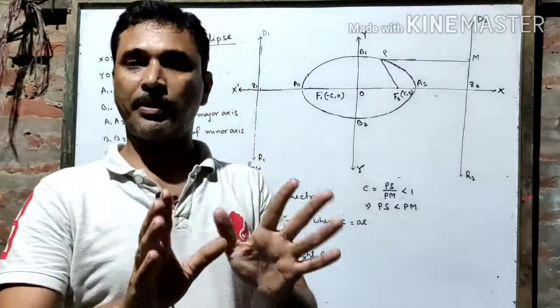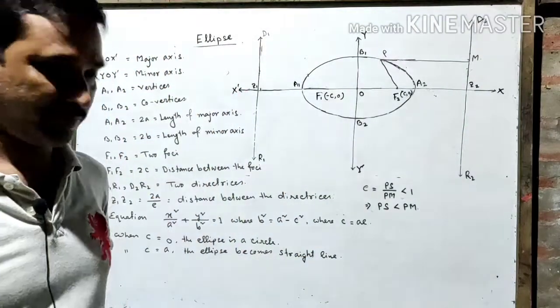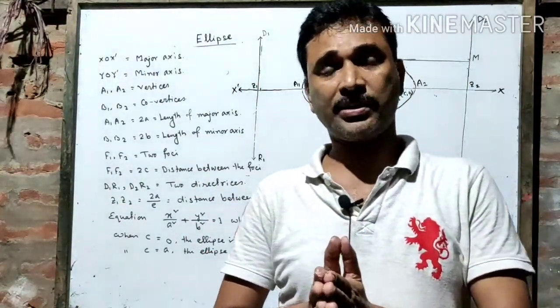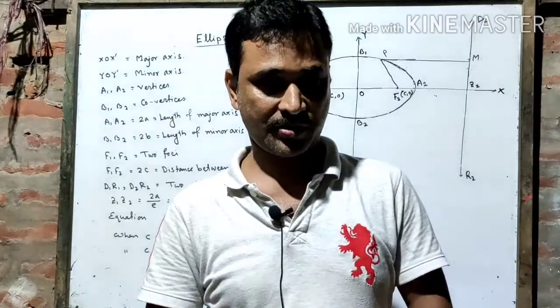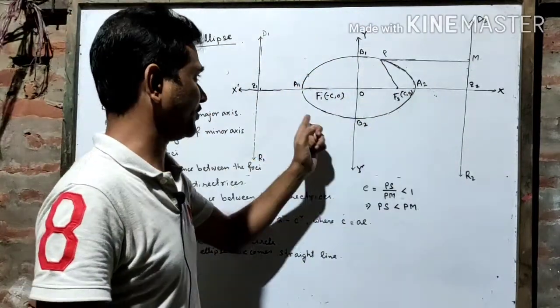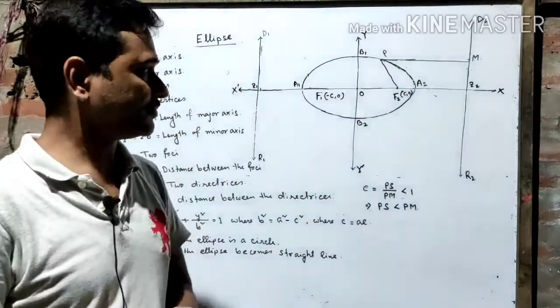We have already learned about parabola, and today we are going to learn about ellipse. So, what is an ellipse? When the eccentricity becomes less than 1, the conic becomes an ellipse. Now, what is the shape of an ellipse? This is the shape of an ellipse, oval like.